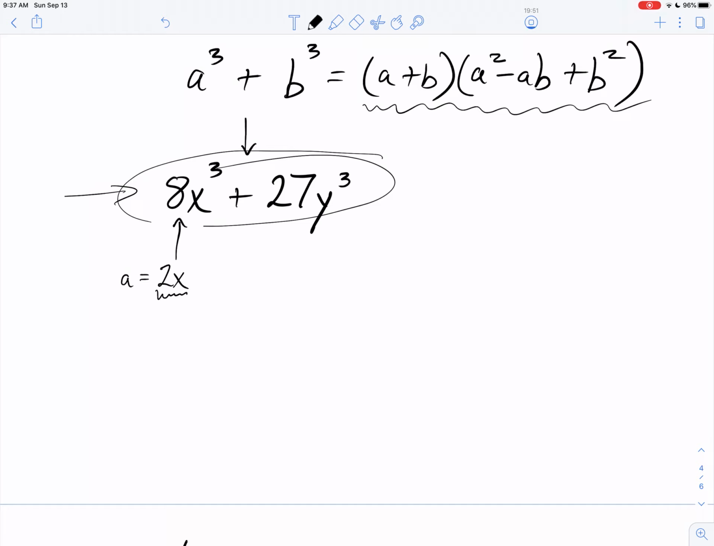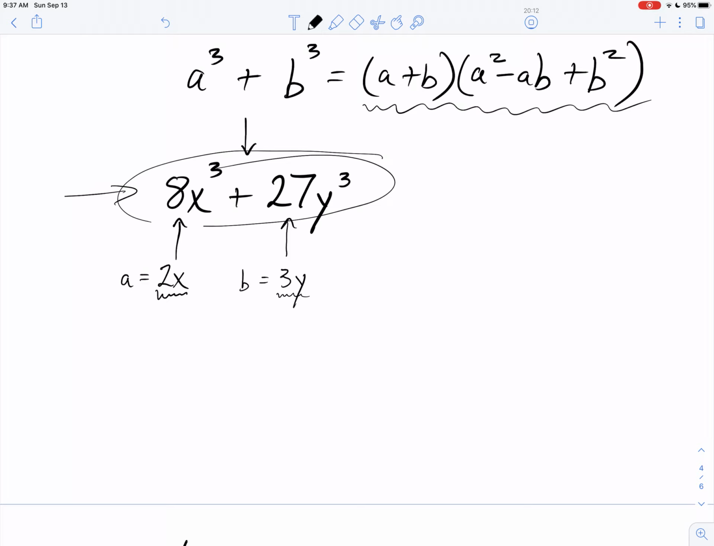Let's do the same type of situation here. What times itself 3 times is 27? Well, I didn't pick a super crazy number. 3. 3 times 3 times 3. And then what times itself 3 times is y cubed? That's y. So I'm going to put that in for B.